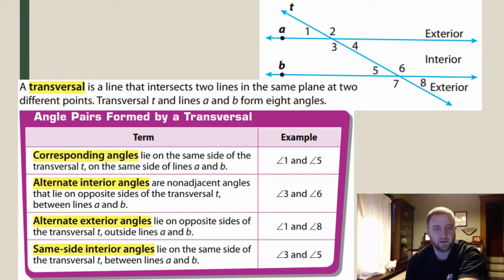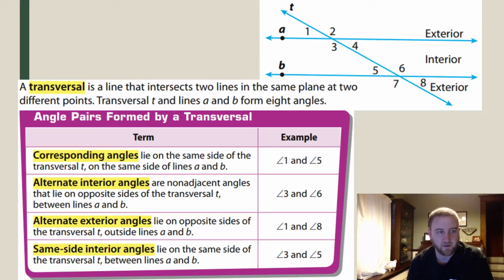So this is just a definition of transversals. Remember, a transversal is a line that intersects two lines in the same plane at two different points. So you've got two parallel lines here, line A and line B, and then line T intersects both those lines at two different points. This T is called the transversal. You'll notice that when it intersects these two lines, it forms 8 angles: 1, 2, 3, 4, 5, 6, 7, and 8.